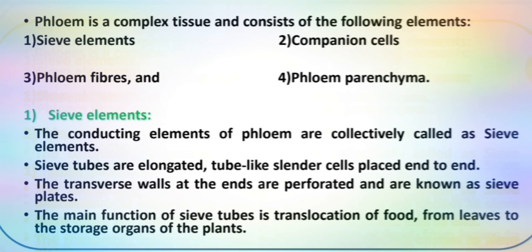So these are all underground stems where the food is stored, and this food is prepared by the leaves, and they pass through the phloem. That is, phloem carries this food to these underground parts.